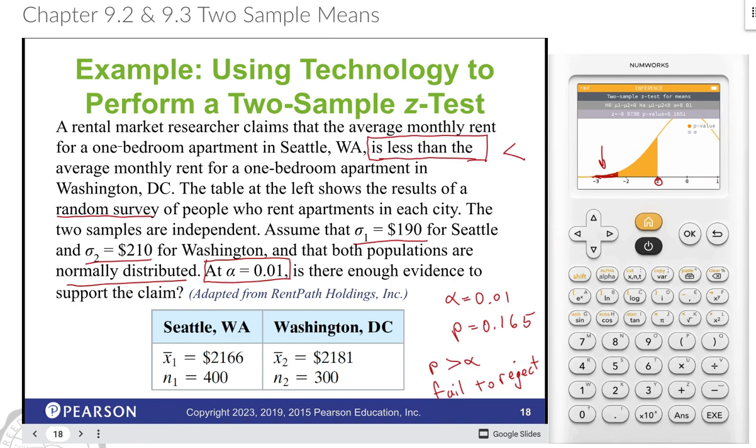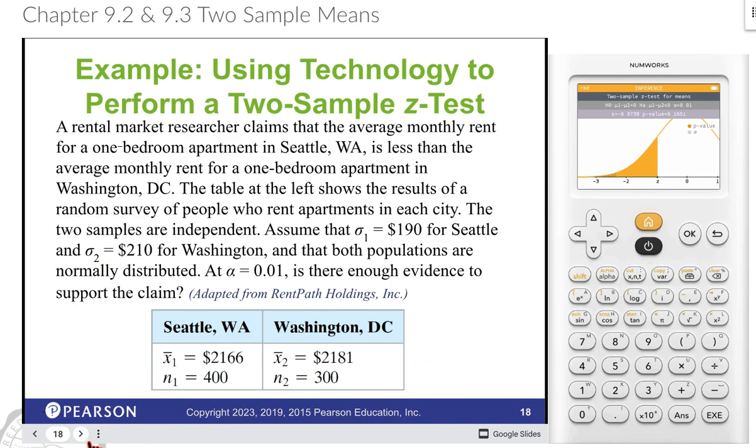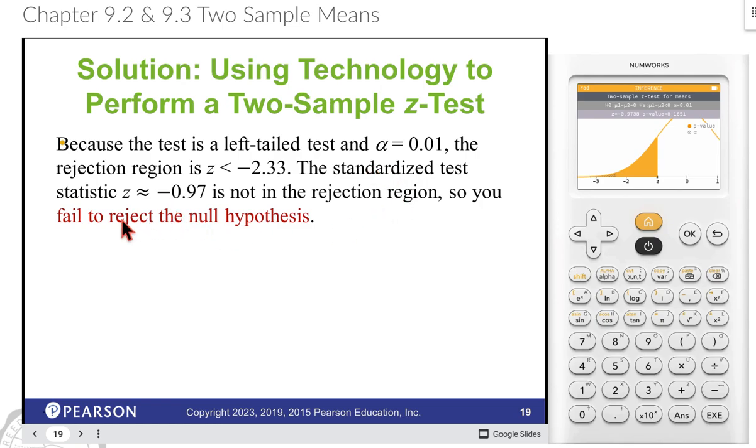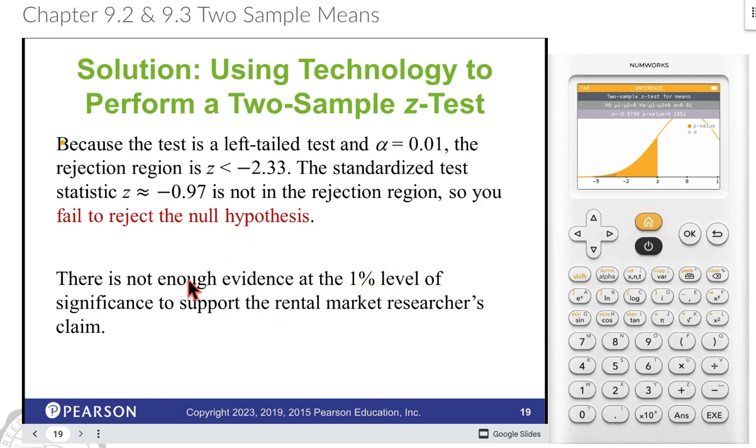Okay, and I think I've got one more slide here helping us out. So they get their Z statistic. The rejection region's negative 2.33. Their statistic is negative 0.7. So you kind of see here, this looks like about negative 2.33, and we're right about negative 1. So we are not in that rejection region. Fail to reject. And when you fail to reject, there is not enough evidence. That's all we can say.